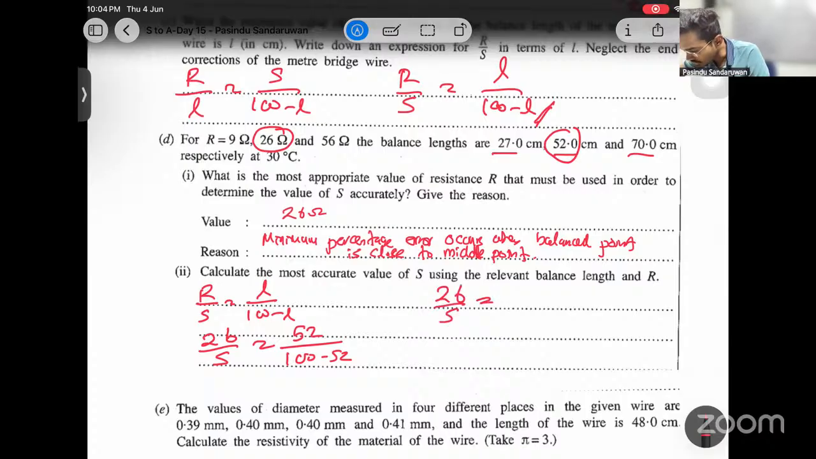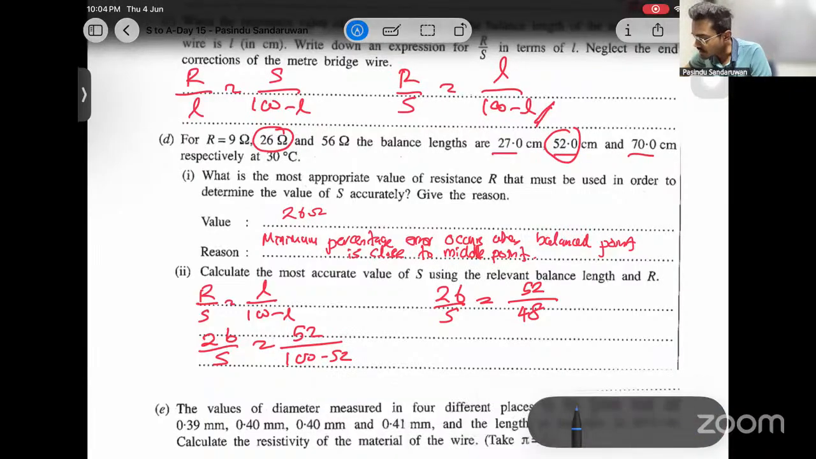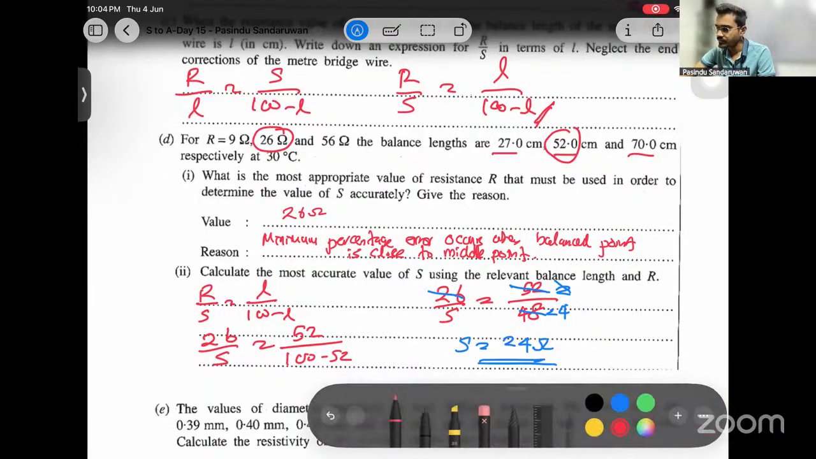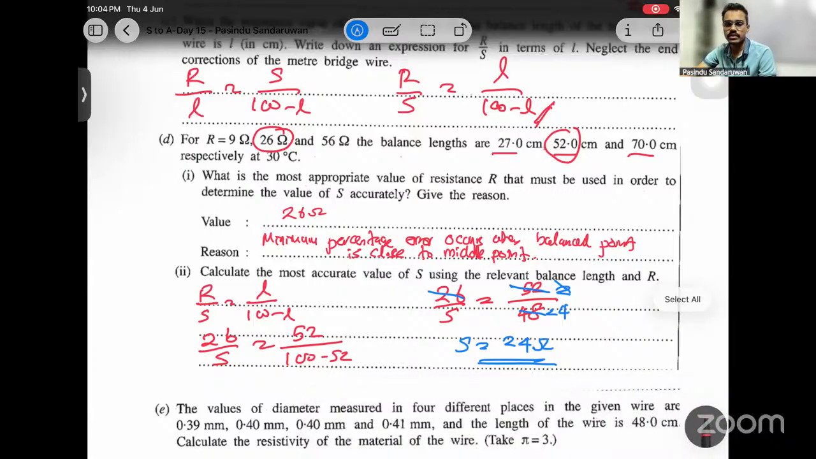26 over S equals 52 over 100 minus 52, which is 48. This is cancelable: 26 times 2 over 2 gives 24, which means S equals 24 ohms. It's a normal calculation. S equals 24 ohms.